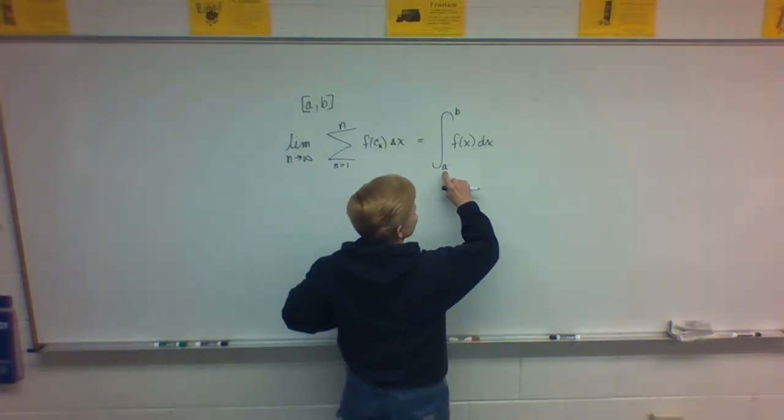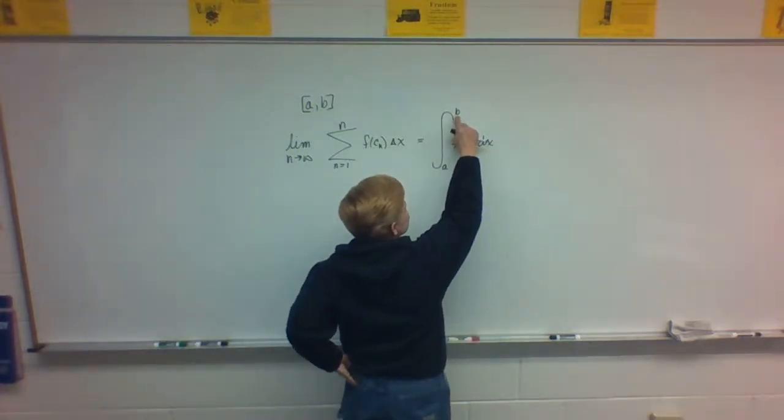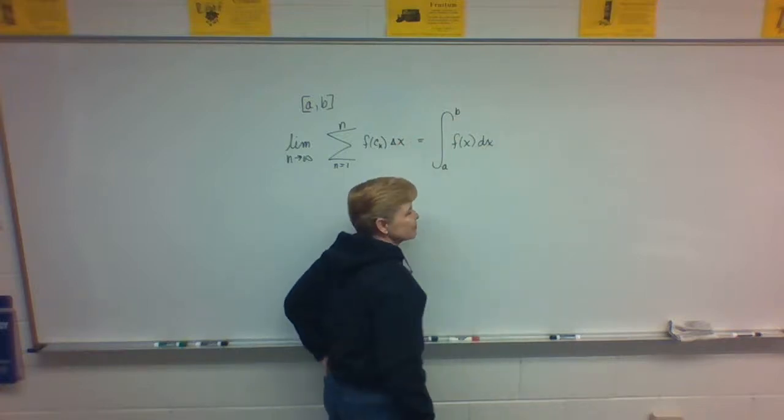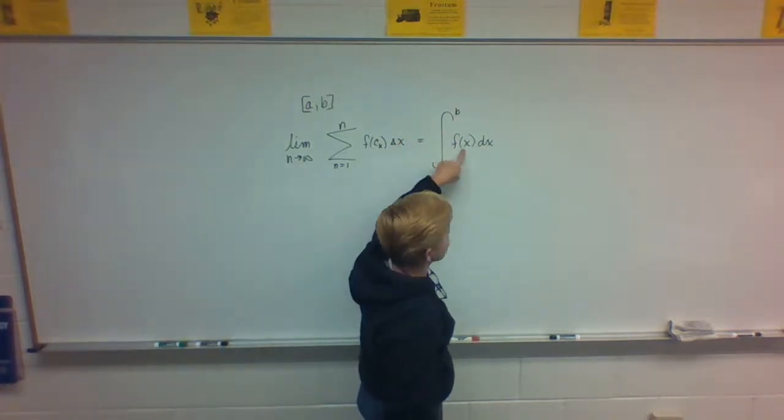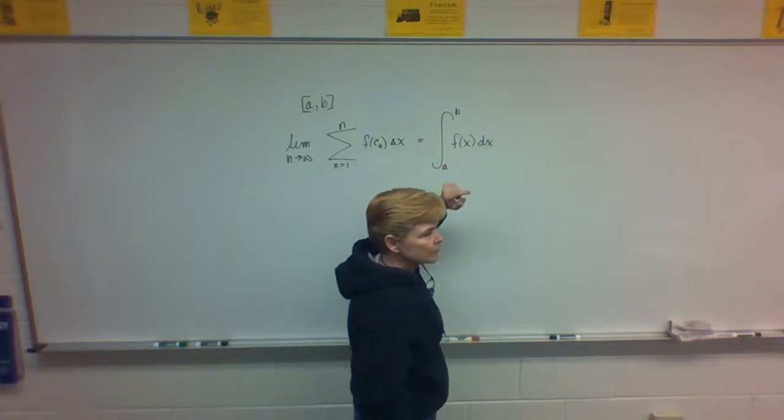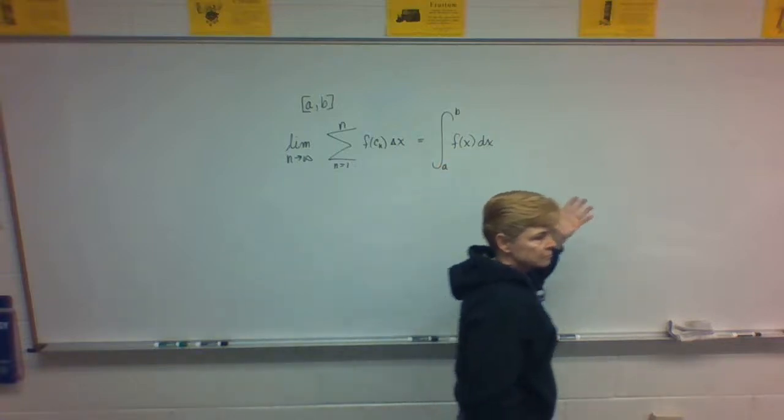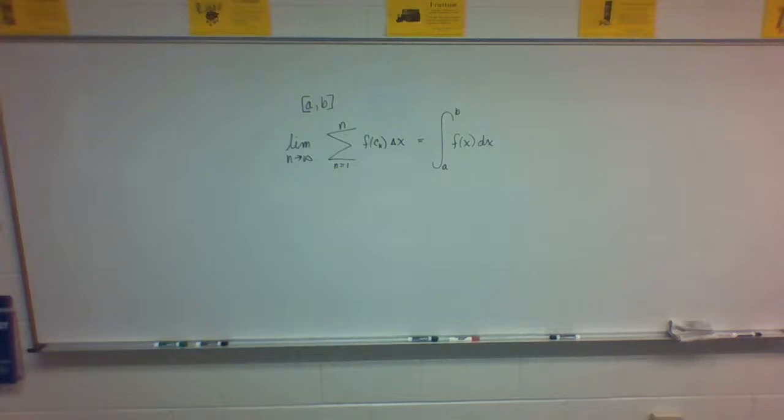This is a lower limit on the x-axis. This is an upper limit on the x-axis. And this whole thing tells you that we want to find the area under the curve between here and here, this curve. Okay? I beat that into you well enough?